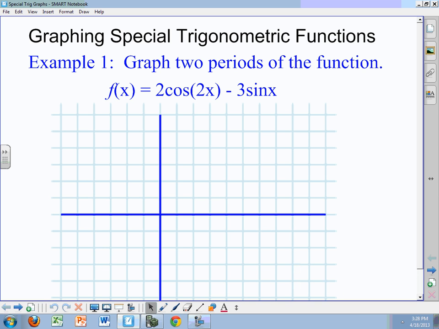And now we're into some trigonometry in Chapter 7, and we're going to graph some special trig functions. This first one is a combination of a sine and a cosine graph, and we'd like to graph two periods of the function. Well, you can't even tell what one period of the function is because we've combined them. But what we're going to do with this problem is graph the two functions on the graph, and then we'll add the ordinates, or the y values, together.